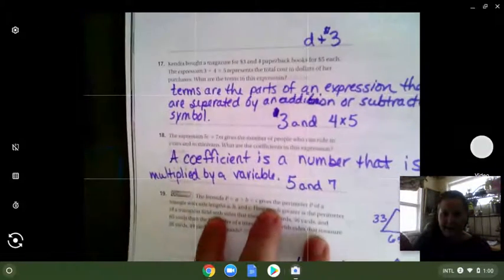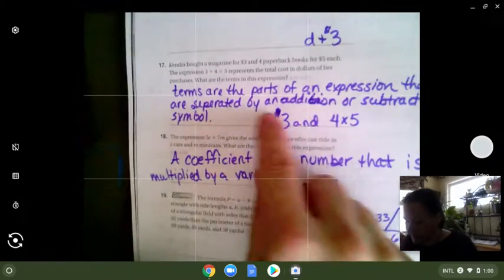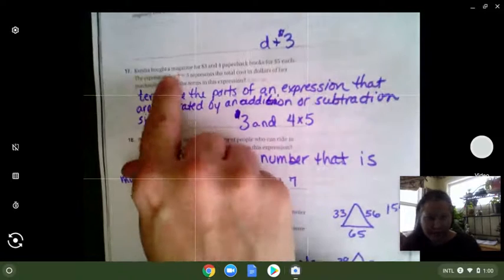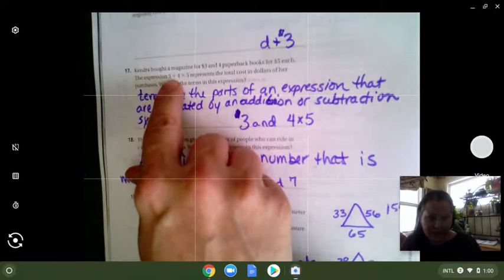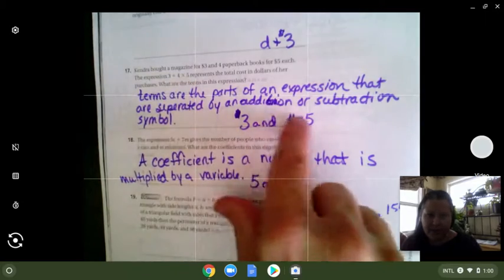Number 17, Kendra bought a magazine for $3 and four paperback books for $5 each. The expression 3 plus 4 times 5 represents the total cost in dollars of her purchases. What are the terms of this expression? So the terms are the parts of an expression that are separated by addition or subtraction symbols. So you have to look to see what is separated here by the addition and subtraction symbols. We have a 3, and then we have 4 times 5. So those are our two terms.